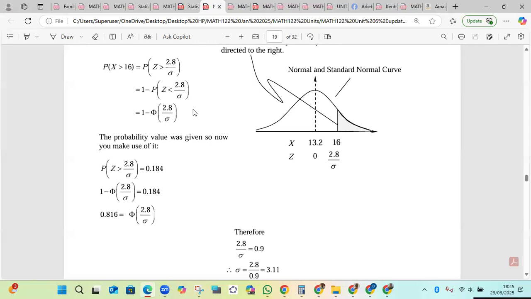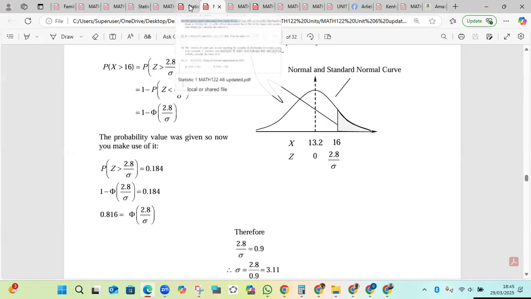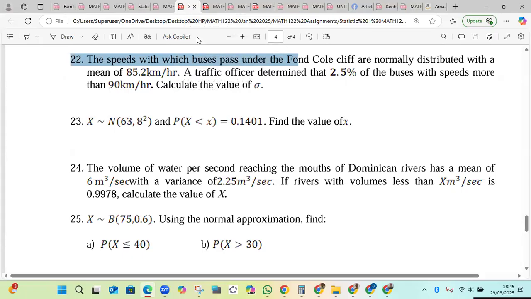But in general, the summarized approach is that the 0.184 must be subtracted from 1. You go into the table, you get the Z, and you substitute it into the formula x minus mu over sigma. You have x, you have mu. Now you have Z, you can solve for sigma. Okay, so all of this working is just formality. All right, so this should help us answer 22.